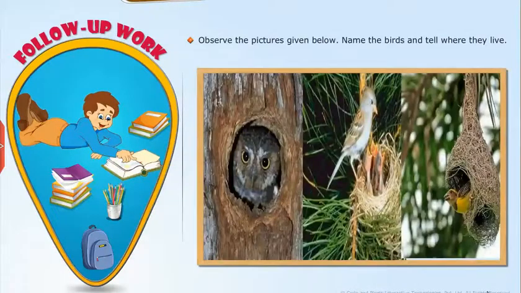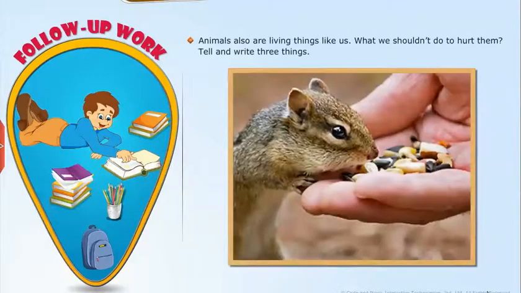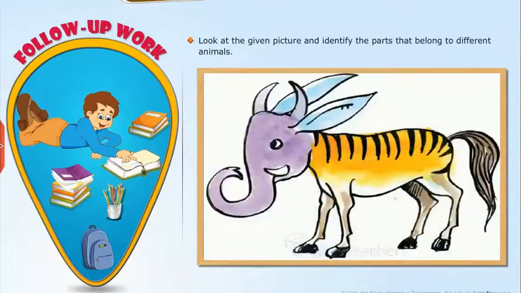Observe the pictures given below. Name the birds and tell where they live. Take help from your elders. Animals also are living things like us. What we shouldn't do to harm them. Tell and write 3 things. Look at the given picture and identify the parts that belong to different animals.